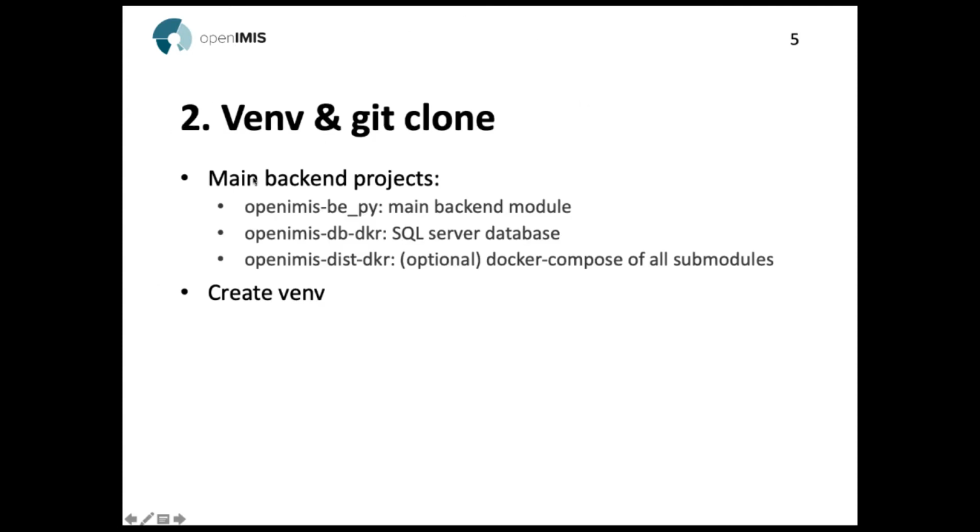So we'll first download the various projects. The main ones are the backend project, that's going to stick them all together. Then we have the database Docker, that's a SQL server mostly. And optionally, we can use the list Docker that contains all the other modules that might be useful. Then we'll create the virtual environment.